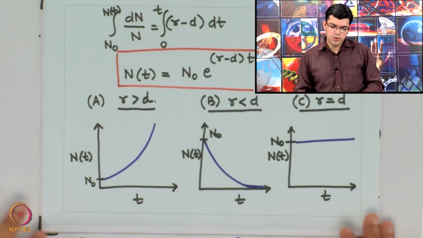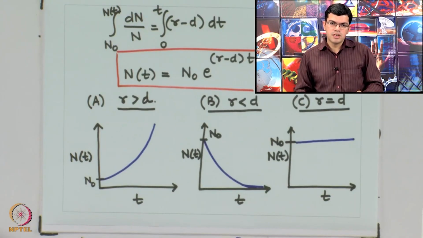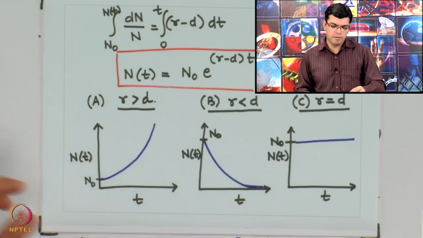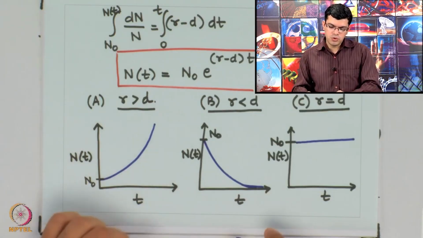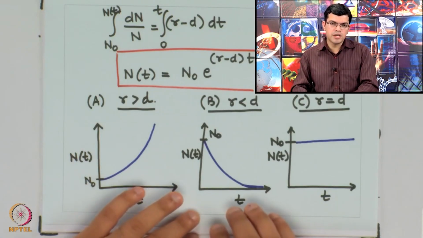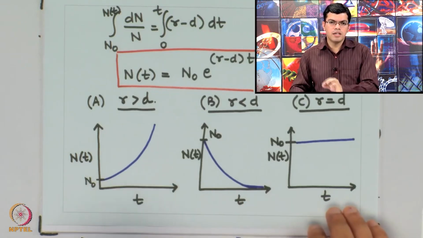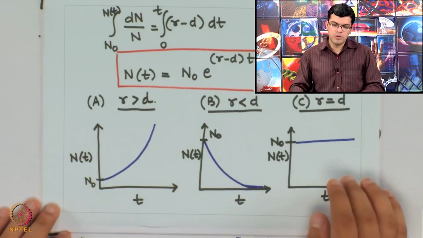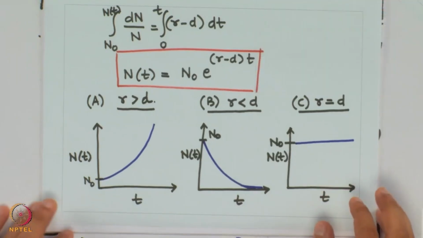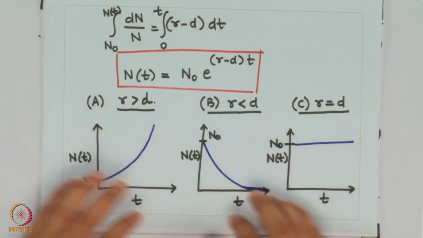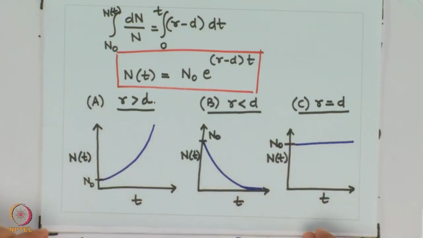And what I would like you to do here is take a look at these three solutions and try and plot these solutions graphically in Microsoft Excel or any software of your choice by plugging in numbers of R and D which represent these three particular cases. So choose a number of R which is more than D, and try and draw this plot. Then choose another R which is less than D, try and see if you get this plot with time, and then choose R exactly equal to D and then try and see if you get this plot.